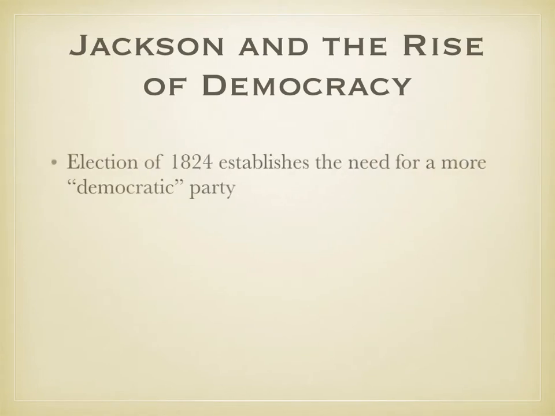In the election of 1824, Andrew Jackson runs for president against three other competitors: Henry Clay, John Quincy Adams, and William Crawford. We see here candidates from the different sections of the country representing sectionalism, but we also end this election with what becomes known as the corrupt bargain.